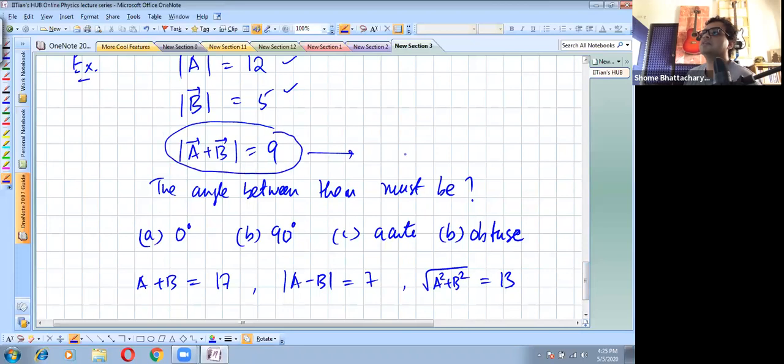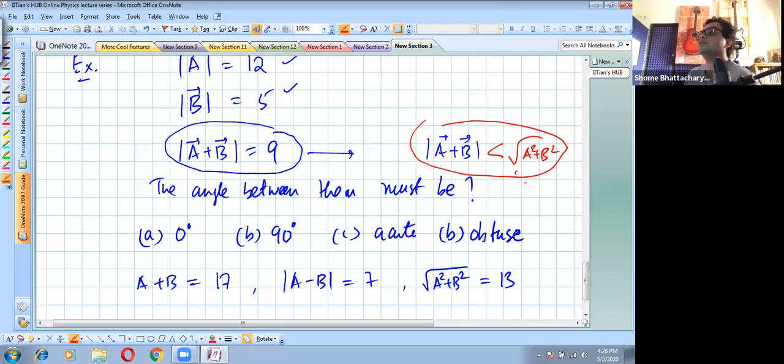It has to be obtuse because you can see that the value is 9. So this 9, that means mod of A plus B, what we are understanding now is that it is less than root of A square plus B square. This is what we are learning. So that means theta is obtuse. Okay, that means that cos theta is a negative quantity. We don't know yet how much theta is, but we can see. So for this, you don't have to sit with a calculator and actually find out the value of theta.